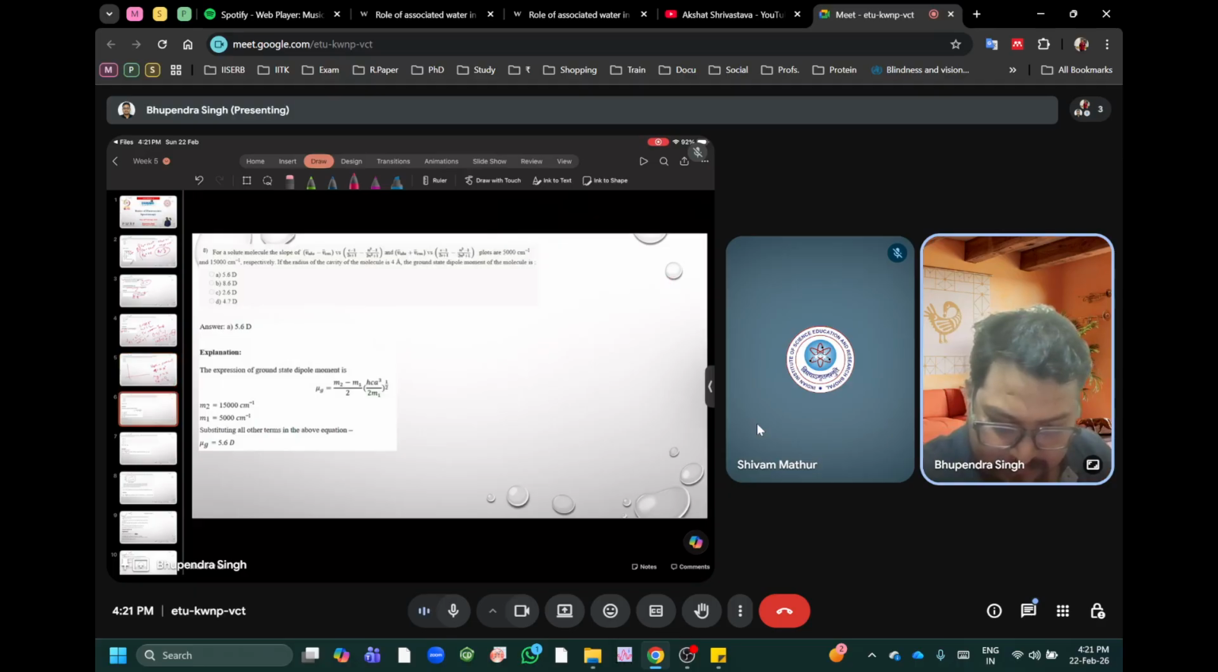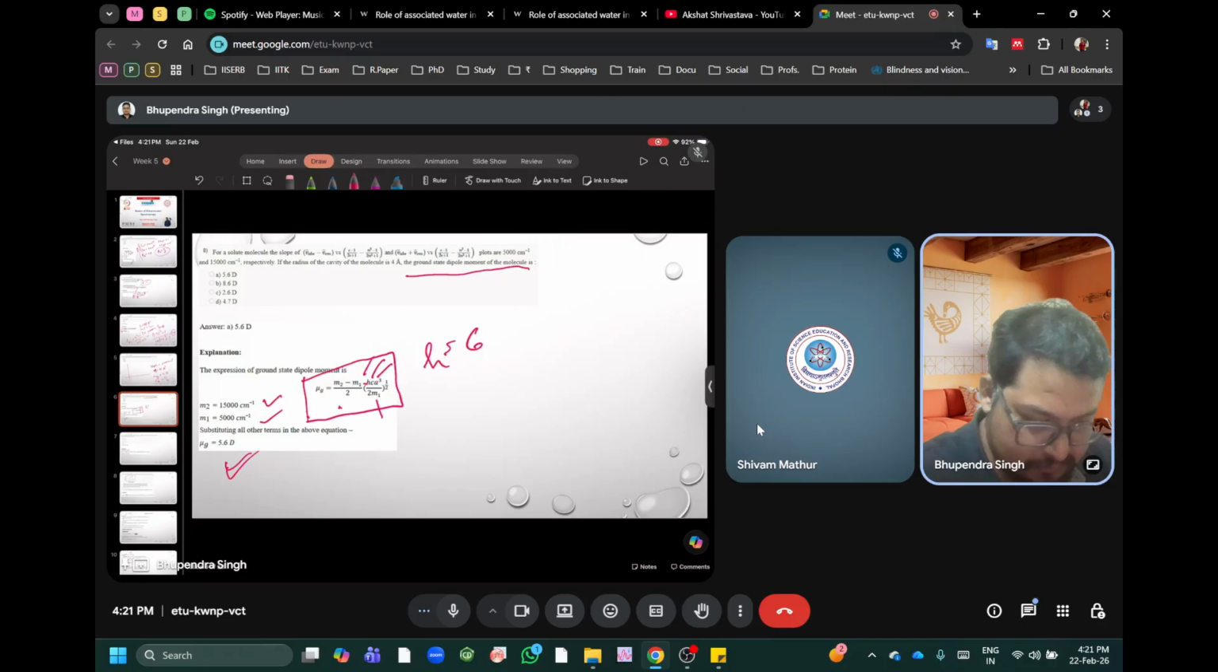Next question is also similar. For a solute molecule, the slope of this versus this versus this is this. So M1, M2 are given. The expression of the ground state dipole moment is this. M1 and M2 are given respectively, and the radius of the cavity a is also given. h is a constant, c is a constant, m you know. Then you can calculate the ground state dipole moment. Just put all the values here, h is Planck's constant.